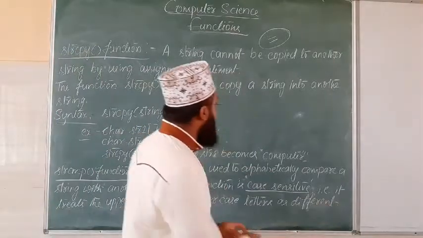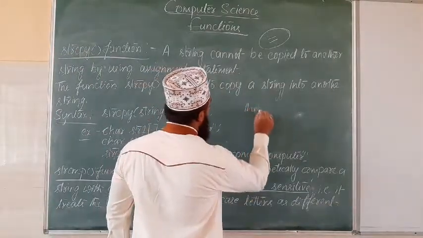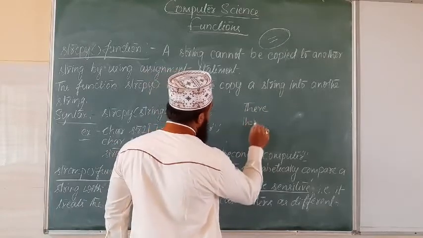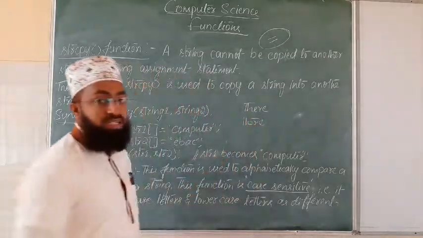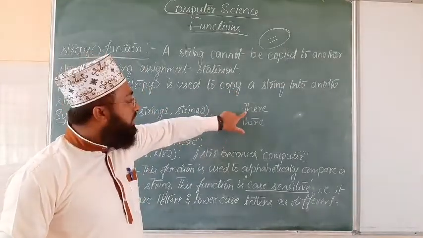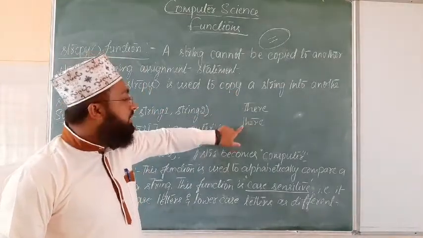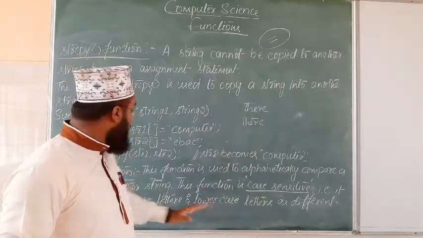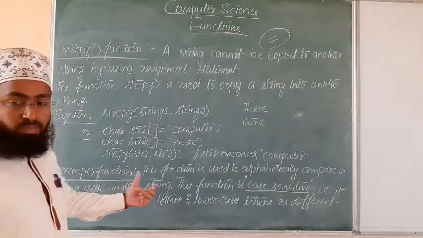Okay, if we write "There", here T is capital. If we write "there", here T is a small letter. And it will find a difference. Here the capital T is present, here the small letter t is present. So this is the use of the strcmp function.